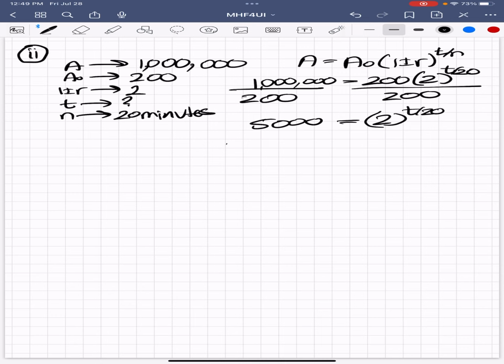We're going to log both sides so we can get the exponent to come down.